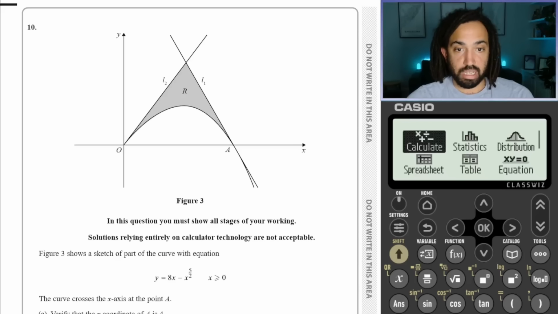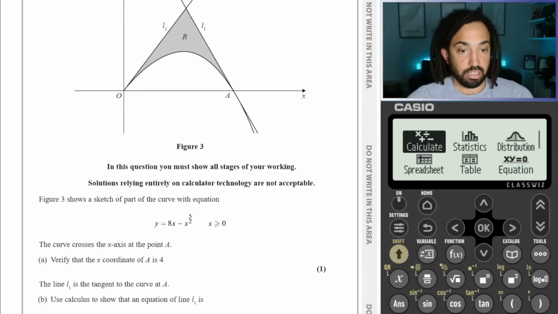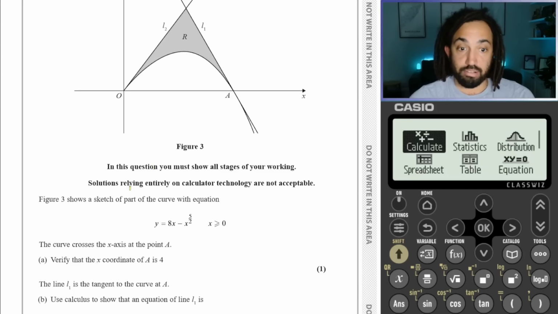Question 10, and we have a lovely sketch of part of this curve here, and it says that the curve crosses the x-axis at the point A. Verify that the x-coordinate of A is 4. Well, verify is very different to show that. It means that we can use the information to verify that it's correct.